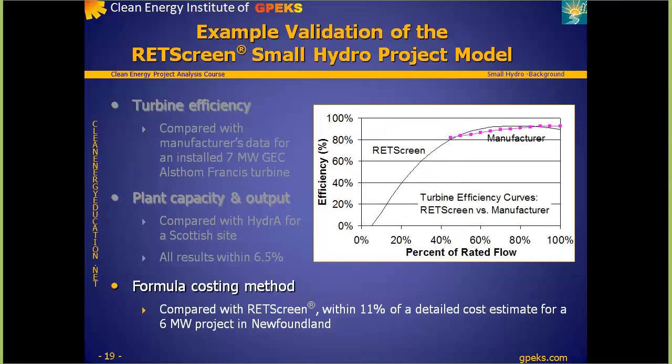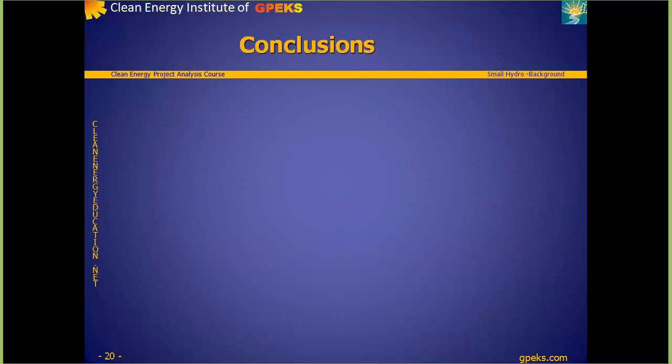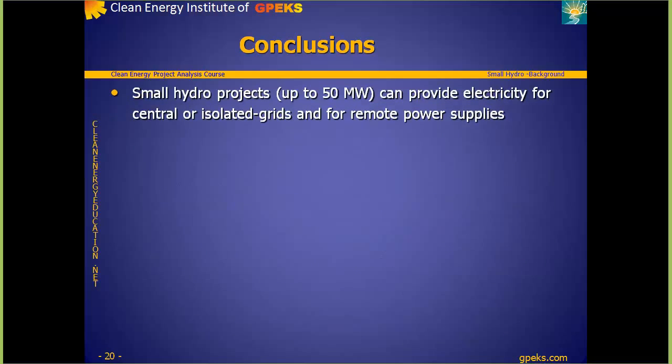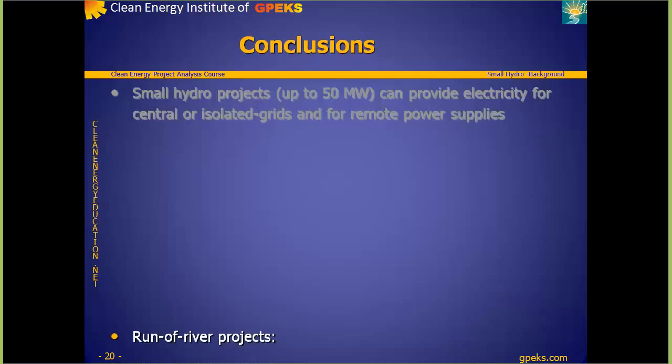Conclusions. Small hydropower, that is projects less than about 50 megawatts, can cost-effectively provide electricity to central grids, to isolated grids, or to remote loads. It is a proven technology that benefits from over a century of experience with large and small hydro systems. Most small hydropower plants are of the run-of-river configuration and therefore do not incorporate water storage reservoirs.